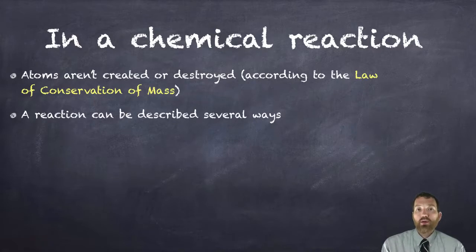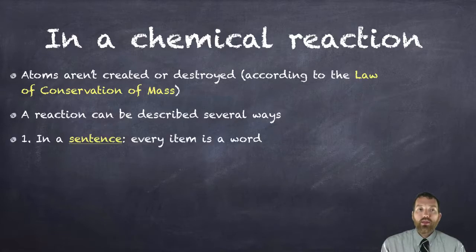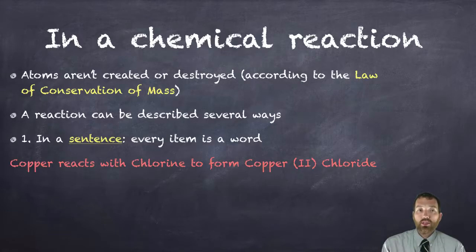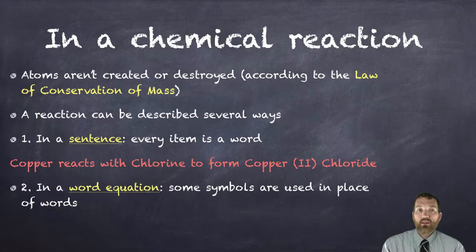A reaction can be described in a couple of different ways. One is a balanced reaction, which we'll talk about in the next section, but there are a couple of other ways that I want to talk about in this section. A reaction can be described in a sentence where every item in the reaction is a word, such as copper reacts with chlorine to form copper 2 chloride. That tells us everything that happened in the reaction, but it's kind of long and it uses a lot of words. There are shorter ways to write this.